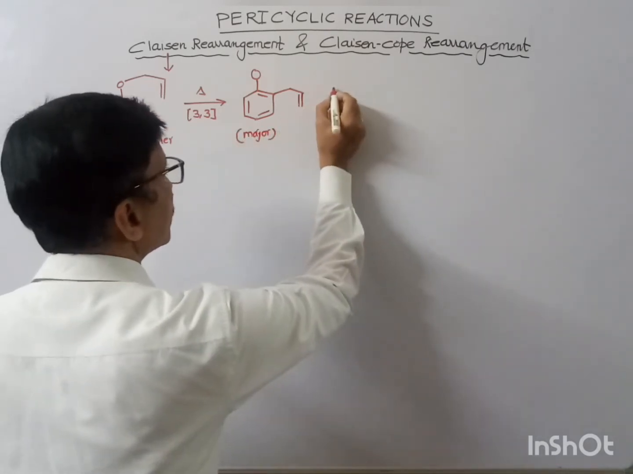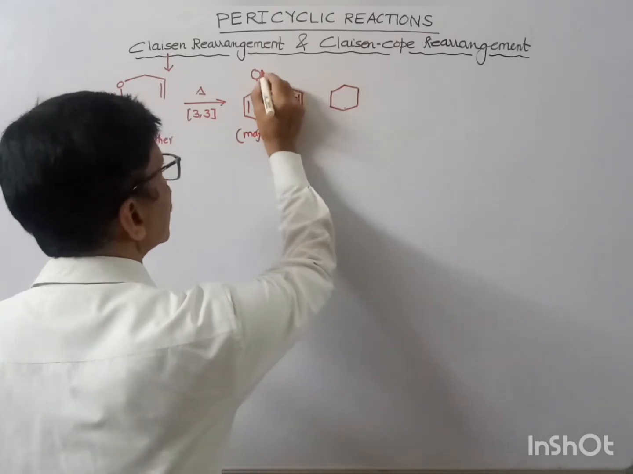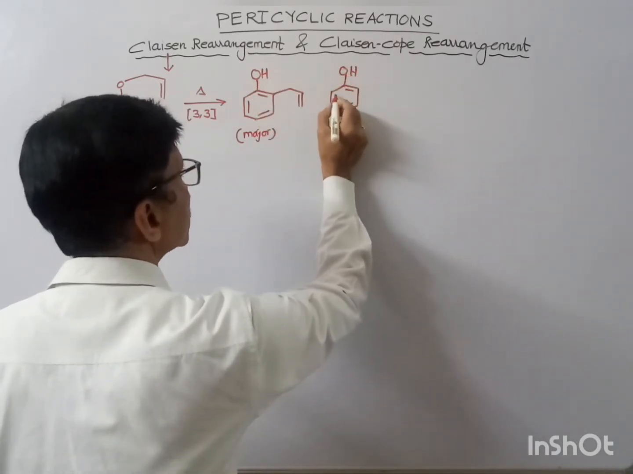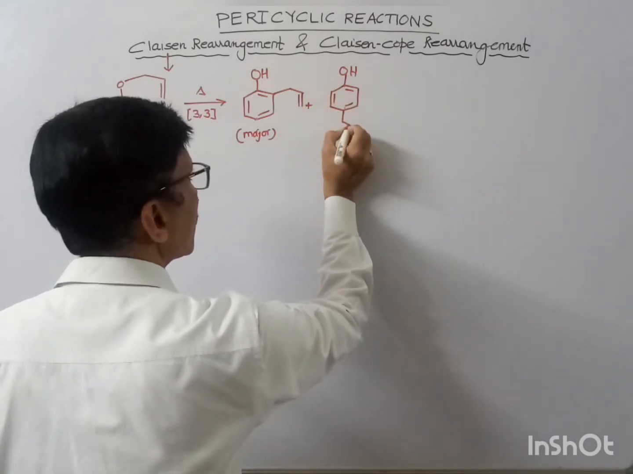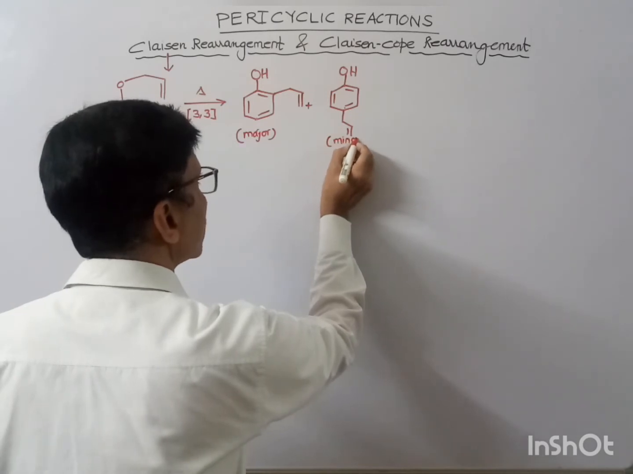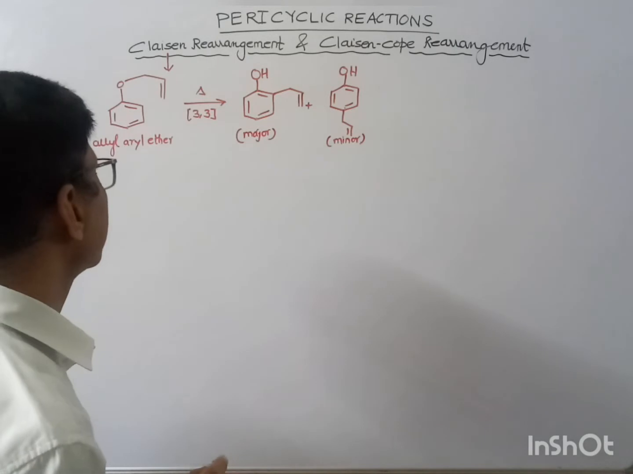and para-allyl phenol as a minor product. This would be the minor product. So here a 3,3-sigmatropic shift will take place.